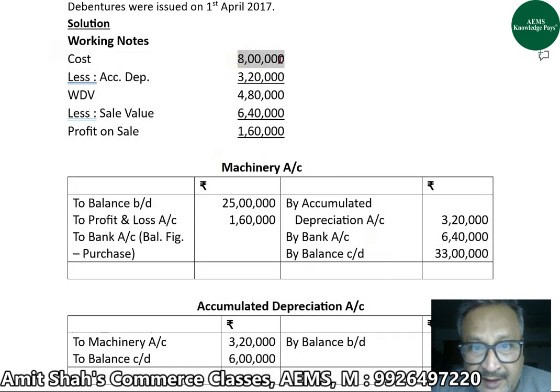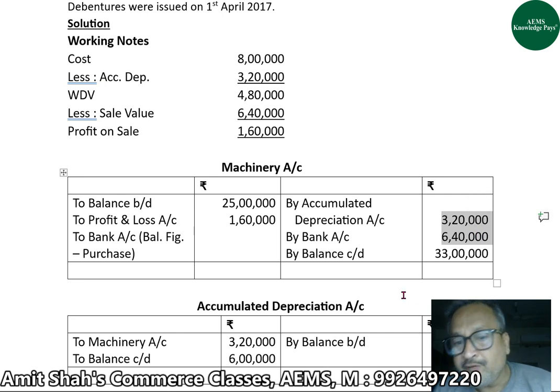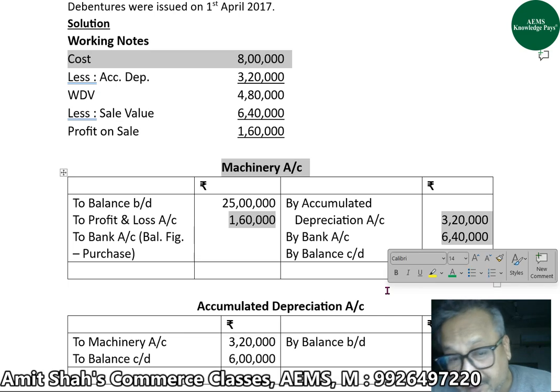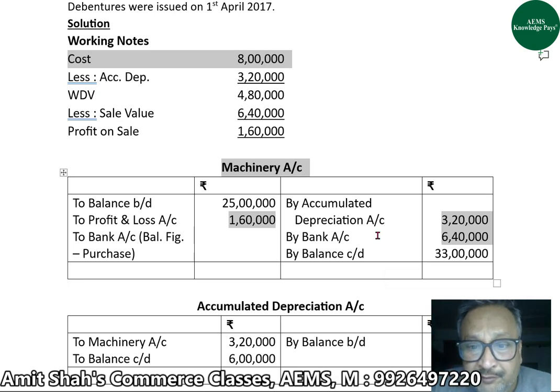If you see, this 8 lakh also has got recorded in machinery account on the date of its sale. How? The total of accumulated depreciation and sale value is 9,60,000, which has been credited to machinery account, and profit on sale 160 has been debited to machinery account. So 960 on the credit side, 160 on the debit side. It means machinery account has been credited with net amount of 8 lakh, which is acquisition cost of machinery.